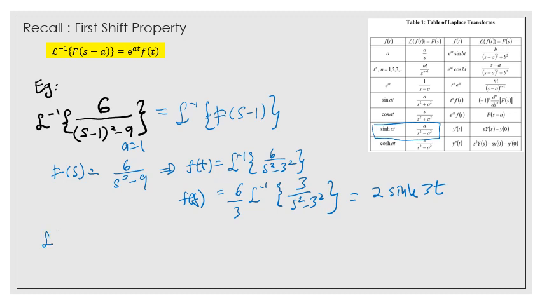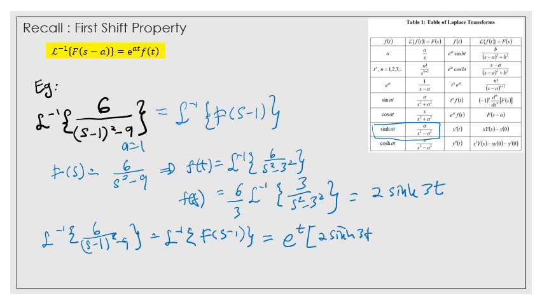So copy back the question. We know that inverse Laplace of 6 over (s minus 1) power 2 minus 9 is equal to finding inverse Laplace of F(s minus a). In our example, it is equal to s minus 1. So inverse Laplace of F(s minus 1) is equal to e^(at) f(t), where a is equal to 1. So e^t, and our f(t) is equal to 2 sinh 3t. Okay, so the solution will be 2e^t sinh 3t.